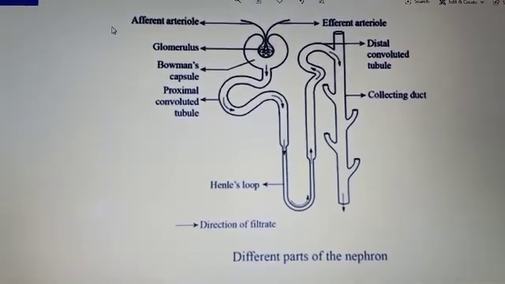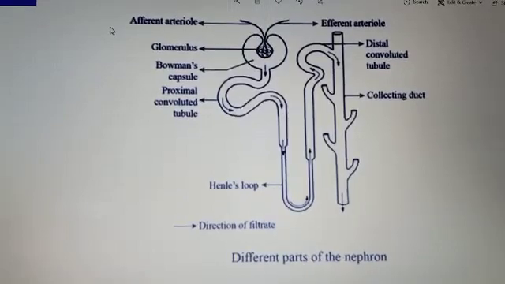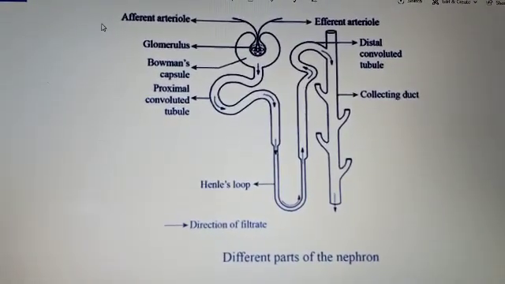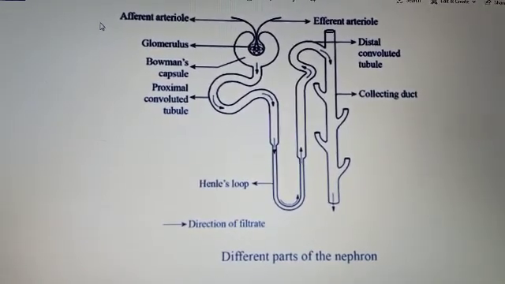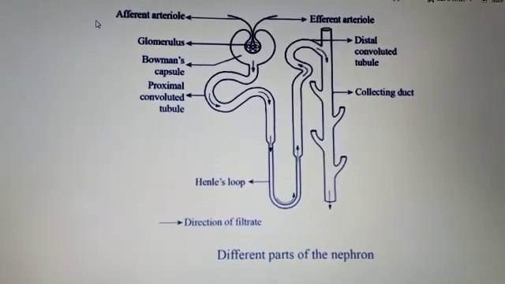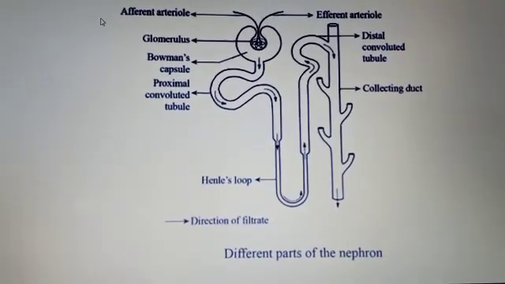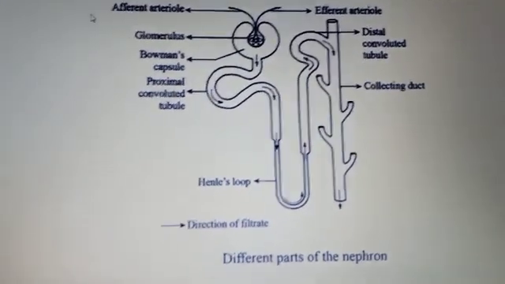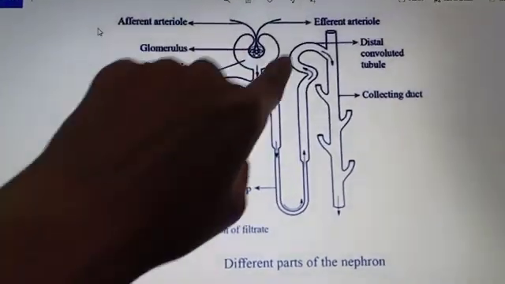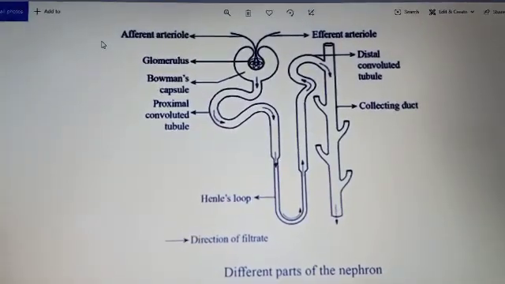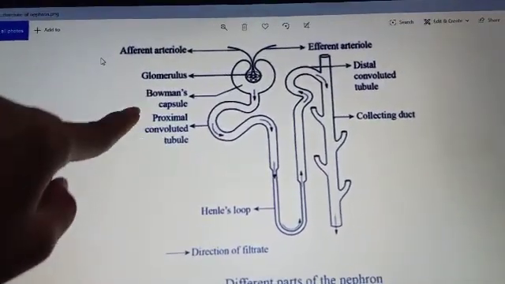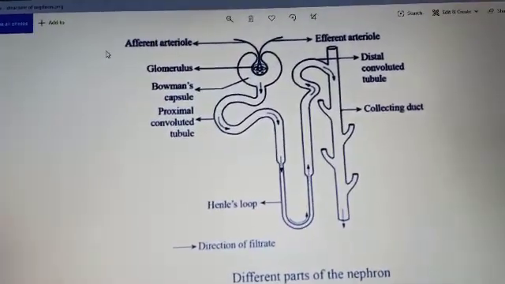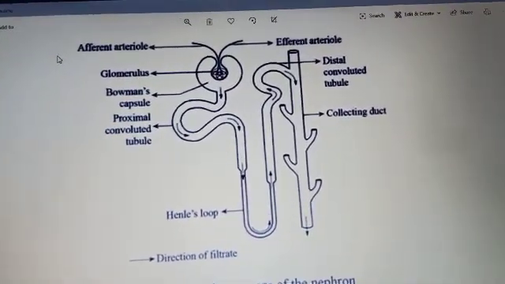Now, the figure of the nephron. If the examination asks you to write down the structure of the nephron and also write down the function of each part of the nephron, then you have to write down the answer along with the figure. In that, you have to draw first this cup-shaped structure called the Bowman's capsule. As you know, the Bowman's capsule contains a blood vessel known as the glomerulus.